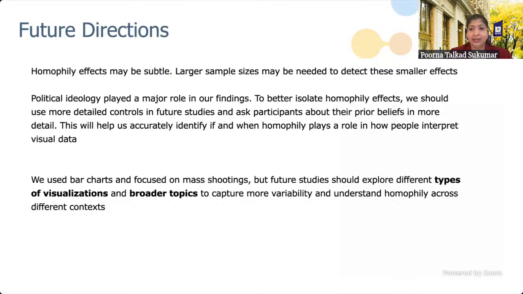And this study is a preliminary exploration of homophily in visualizations, but there's more work to be done. First, homophily effects may be subtle, so we need larger sample size studies to detect these subtle effects. And second, political ideology played a major role in shaping responses. So future studies should include more detailed controls and gather finer details about participants' prior beliefs. And lastly, while we used bar charts and we focused on mass shootings, future work should explore different types of visualizations and topics to understand homophily in other contexts.